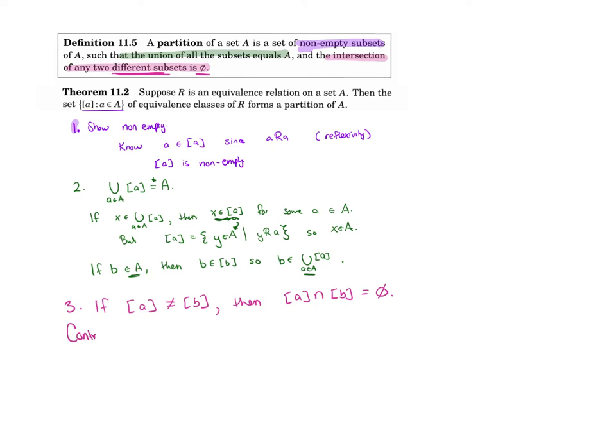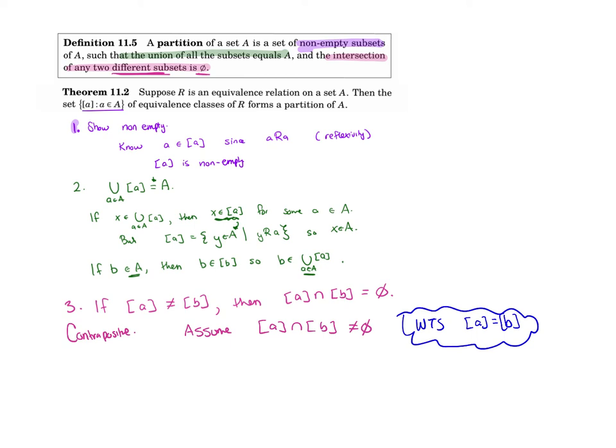So I'm going to assume that the intersection is not empty. And then what I want to show is that those equivalence classes would then have to be equal to each other. So if they overlap on anything at all, then they must actually overlap on every single thing and be equal to each other. So I assume I have some non-empty intersection. If it's non-empty, there must be something in it. So there must be some C that's in that intersection. But that means that C is in the equivalence class of A, and C is in the equivalence class of B. So C is related to A, and C is related to B.